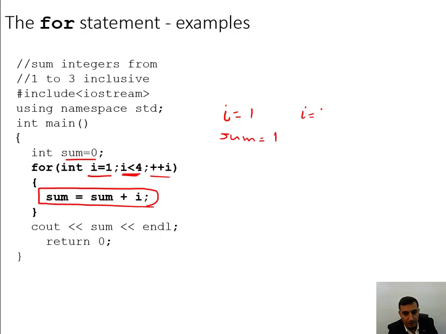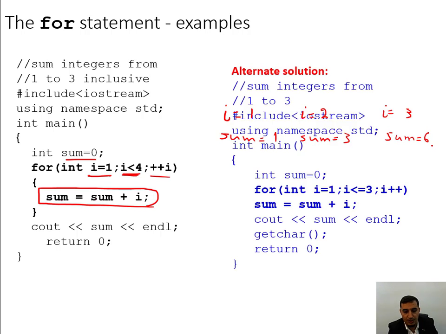Then I is equal to 2. Is 2 less than 4? Yes. Then sum will equal 2 plus 1, which is 3. Then I is equal to 3, and sum will equal 6.